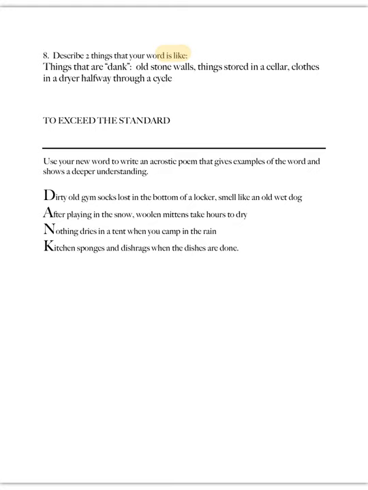If you want to exceed the standard, we have an extension, and this really forces you to go deeper and to really think about the word that you're exploring. And the directions for your extension is you're going to write an acrostic poem that gives examples of the word and shows a deeper meaning. An acrostic poem is you write the word vertically like this, dank, and then you use each letter of the word to develop a deeper meaning.